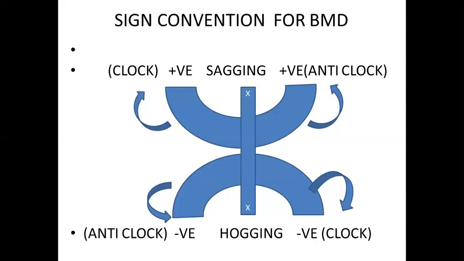Similarly, for hogging moment, you can see that on the right side of the section, the beam bends in clockwise direction, but on the left side of the section, the beam bends in anti-clockwise direction. And both we will take as negative because we are taking hogging moment as negative moment.